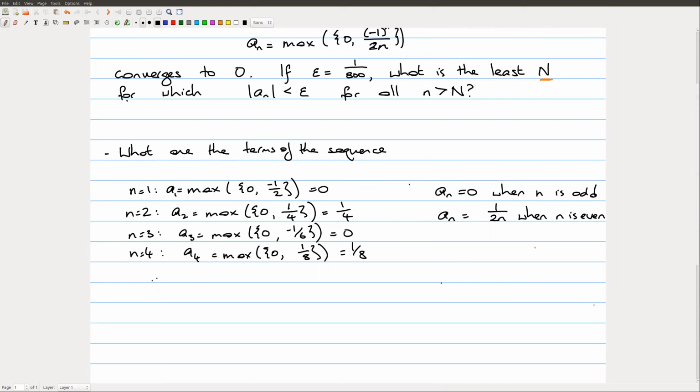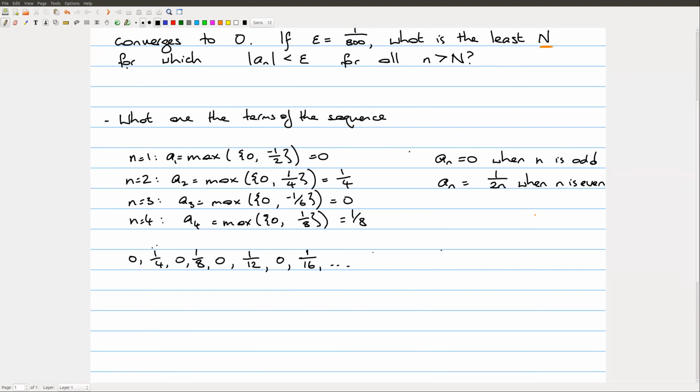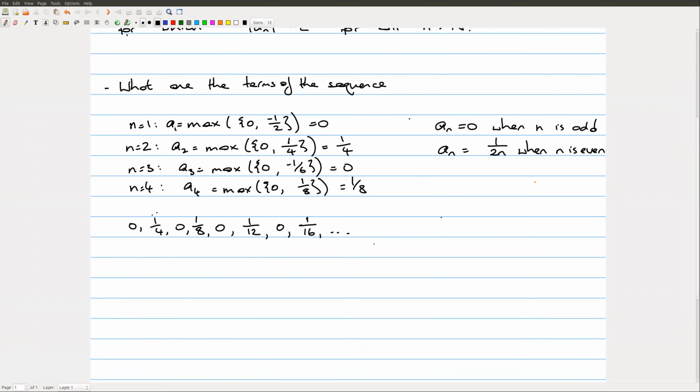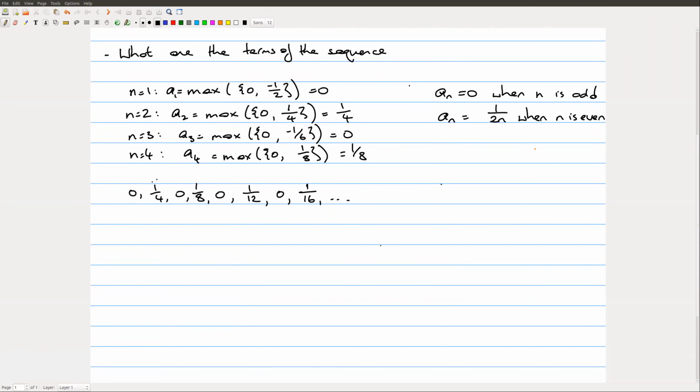If you prefer a more explicit version, the sequence goes 0, 1/4, 0, 1/8, 0, 1/12, and so on. 0, 1 over 16. The 1/10 term and the 1 over 14 term would occur when n equals 5 or n equals 7, but in those cases the value of the term is 0. That's how the sequence goes. So we can say that a_n is 0 when n is odd and 1 over 2n when n is even. In fact, multiples of 4, 2 times an even number, will appear as denominators in the non-zero terms of the sequence.